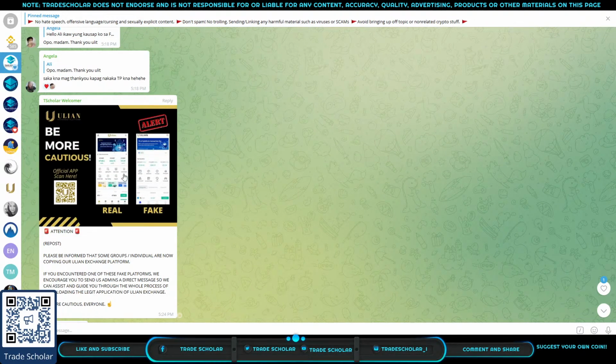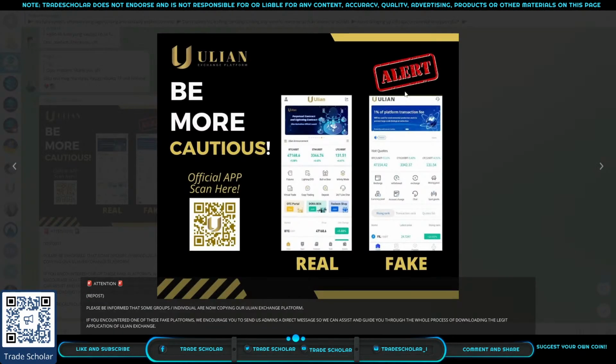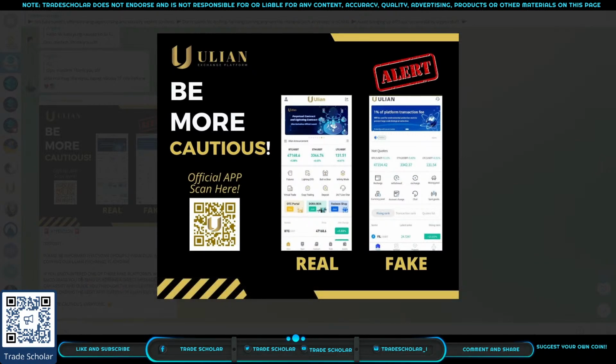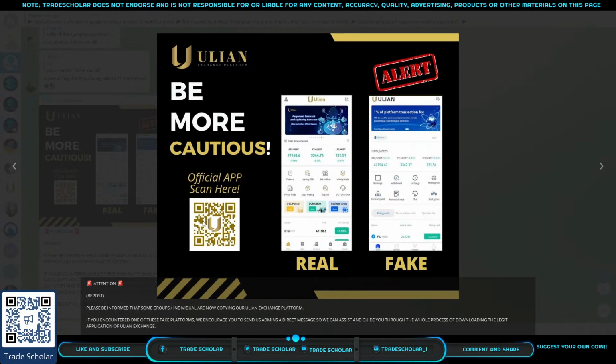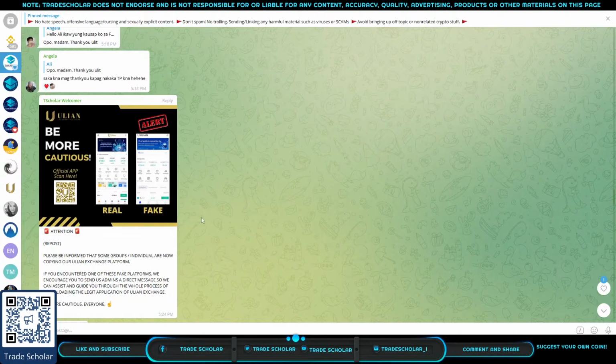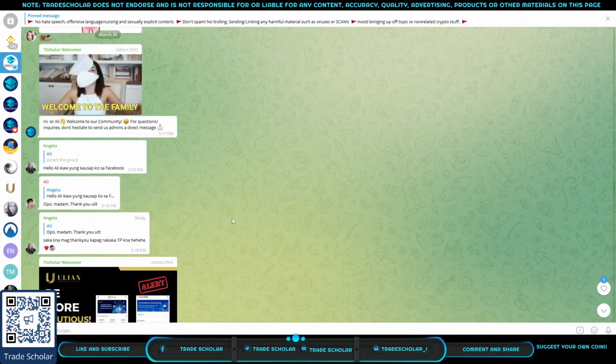This is the fake one, copying our ULIAN. So make sure you protect yourself from this scammer. And this is the legit one. So watch out. Official app, scan this QR here. Take care, my friends. I don't want you to be a victim of scammer.